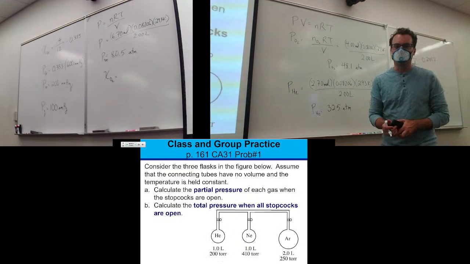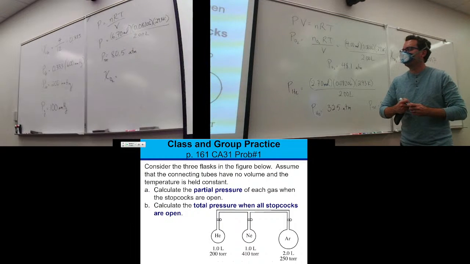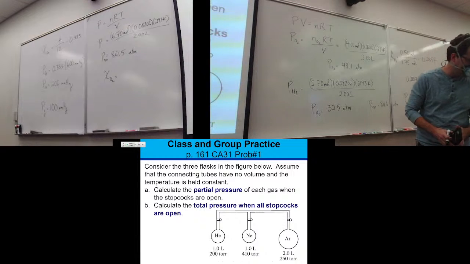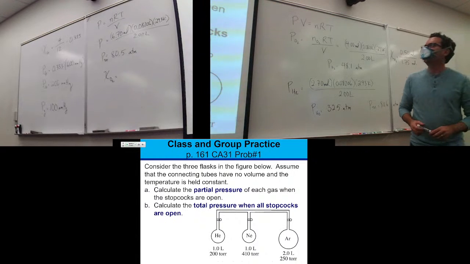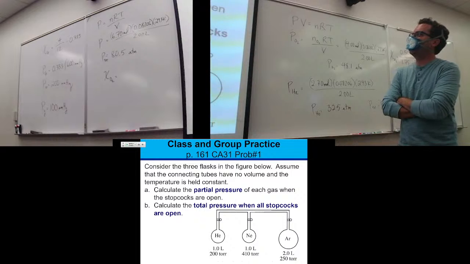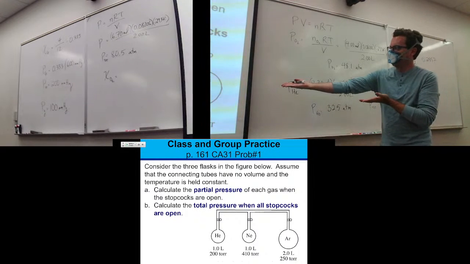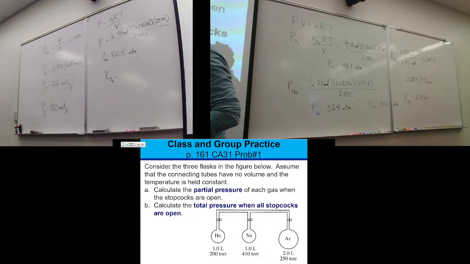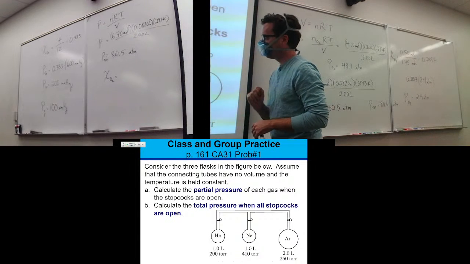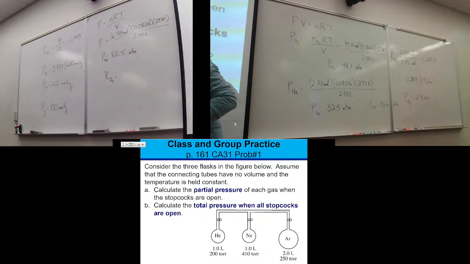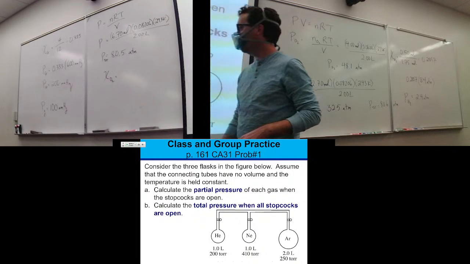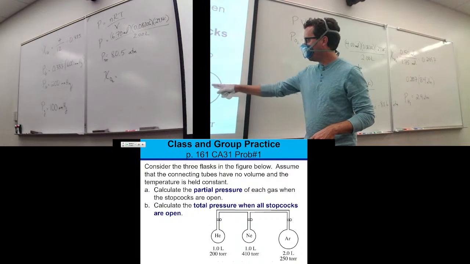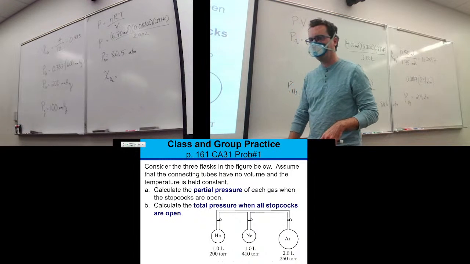All right, so let's try this one. And so this one is a pretty gnarly problem. When you look at it from scratch, you're like, how in the world do I start that? So let's say we have 3 flasks. And this is how they originally were. Originally they were completely separated. This one has helium in it, 1 liter of it at 200 torr. This one had neon in it, 1 liter at 410 torr. This one had argon in it, 2 liters at 250 torr.